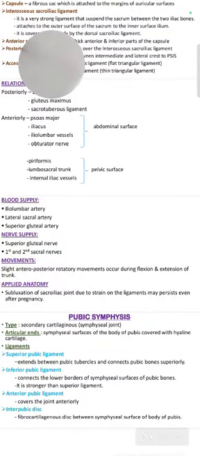Now the blood supply for this joint is the iliolumbar artery, lateral sacral artery, and superior gluteal artery. The nerve supply is the superior gluteal nerve and the first and second sacral nerves. Movements of this joint: slight anteroposterior rotatory movements occur during flexion and extension of the trunk.